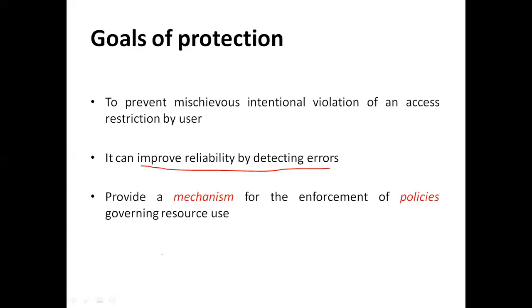Protection is actually a mechanism for enforcement of policies governing resource use. So protection is a mechanism which is going to enforce policies. There are policies already present, and that is implemented by the protection mechanism. Mechanisms will tell you how something is done, whereas policies are going to tell you what will be done. What will be done is determined by policies, and how these policies will be implemented is the mechanism.